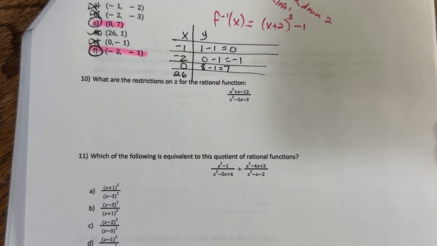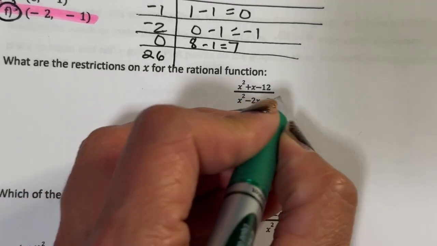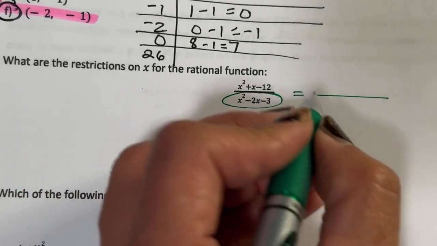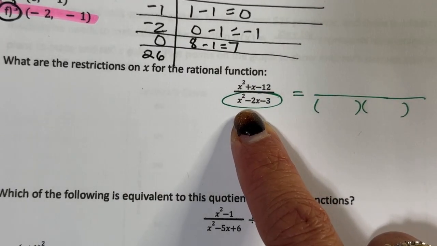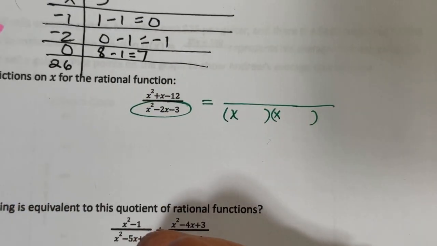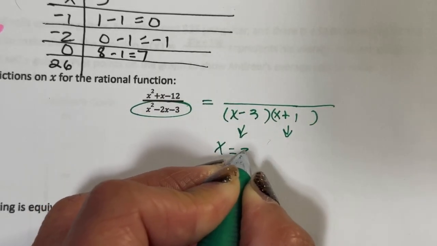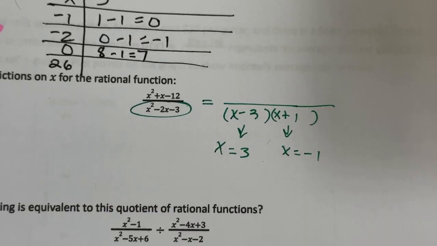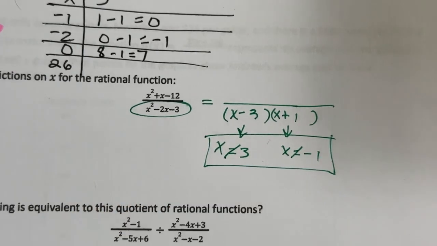Number 10 says, what are the restrictions on x for the rational function? So we just need the restrictions, which means we only need to focus on the denominator. So I don't care about what's going on top of this fraction. I do need to factor this so I can see the restrictions. So two numbers that multiply to -3 and add up to -2. Let's see, it's got to be a -3 and a +1. So x is going to equal 3 and x is going to equal -1. That's it. So those are my two restrictions. So x can't equal these things, so make sure you state can't equal them. And that's it for number 10.